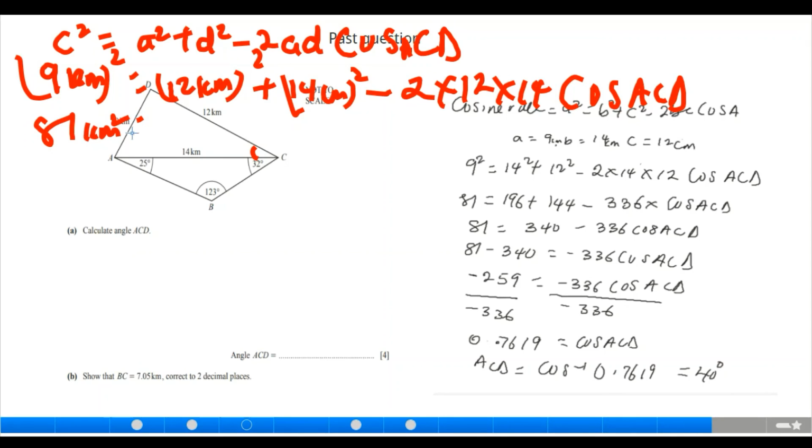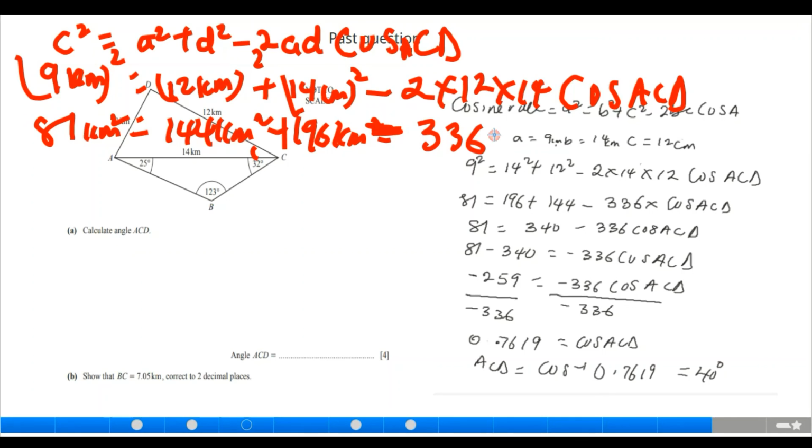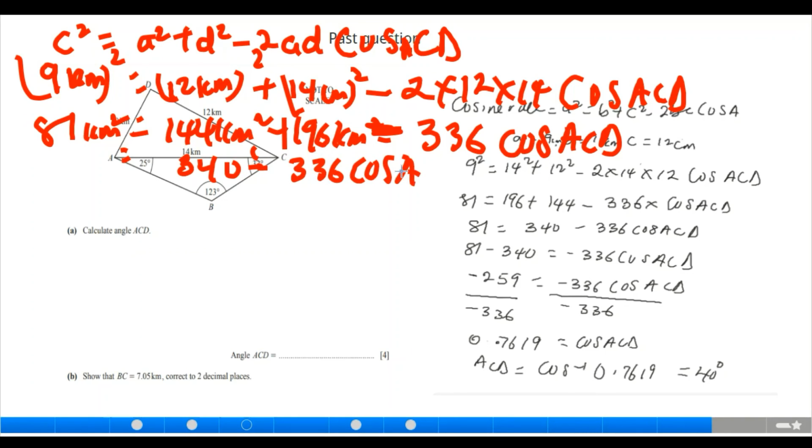Now, if that is the case, 9 square will give us 81. Let's remember we have 12 square, that is 12 times 12, that is 144 kilometers square. 14 square will give us 196 kilometers square. So 2 times 12 times 14 will give us 336, then we have cos ACD. Now, 144 plus 196 will give us 340, minus 336 cos ACD, equals 81 kilometers.